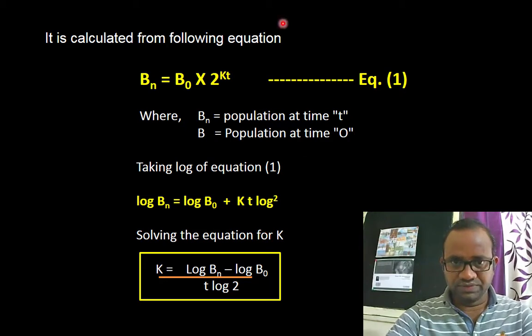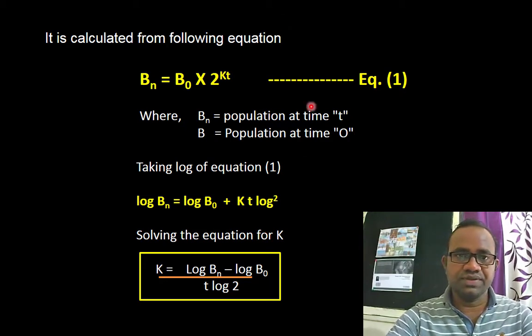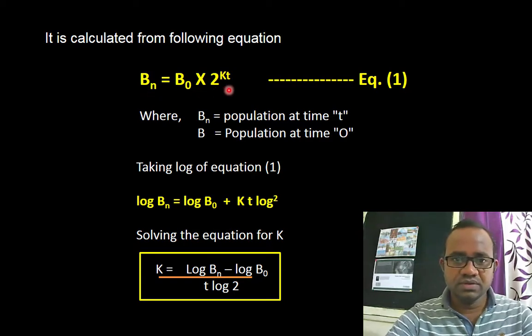In determining the expression for this, we need these two things. This is mathematically expressed as Bn is equal to B0 into 2 raised to Kt, right? So Bn is the population at time t, and B0 is the population at time 0. We take the log of this equation 1. What will we get? K is equal to log Bn minus log B0 divided by t log 2.